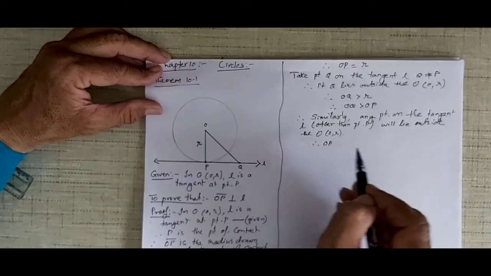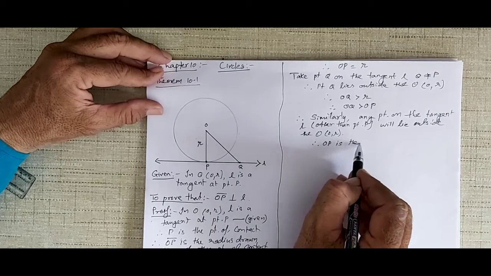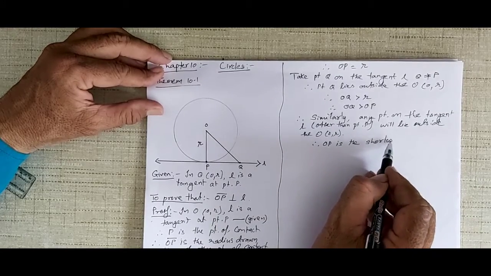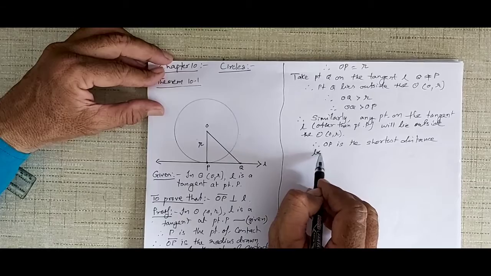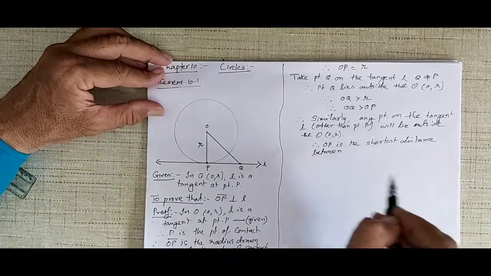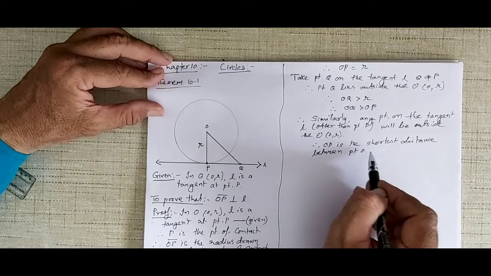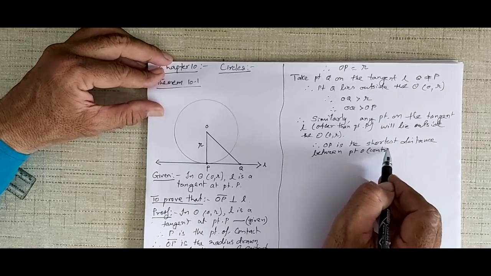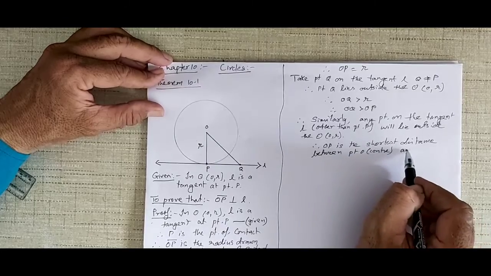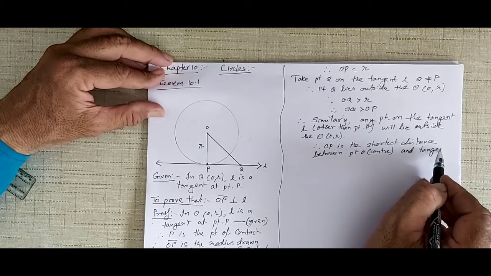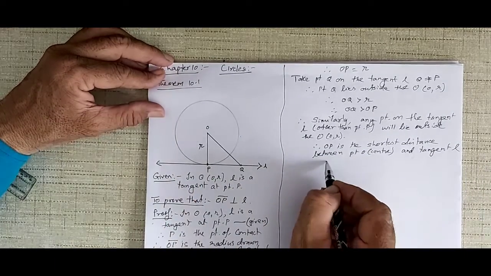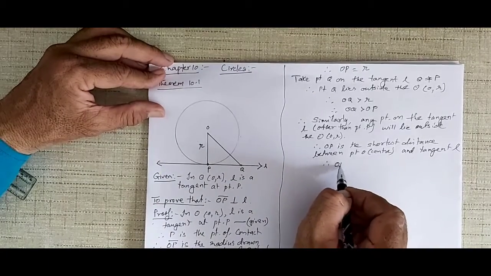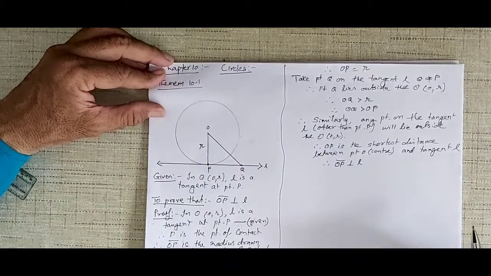Therefore OP is the shortest distance between point O, the center of the circle, and tangent L. But the shortest distance is always perpendicular. So therefore, OP is perpendicular to L. Why? Because the shortest distance is always the perpendicular distance.